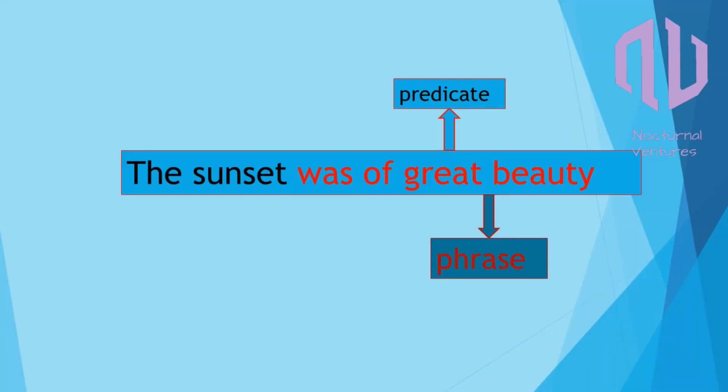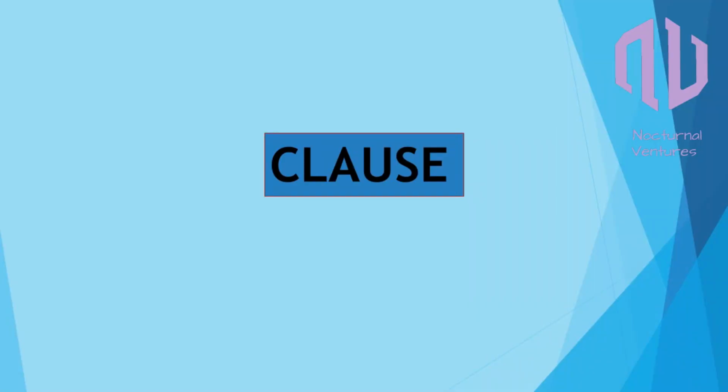Let me give you another example. The sunset was of great beauty. Now the sunset is the subject. Was of great beauty is the predicate, of course, and it's a phrase. So this is the first category of a predicate, a group of words which cannot exist on its own. Then the second kind of predicate is a clause.